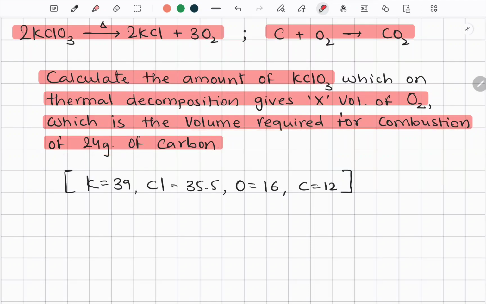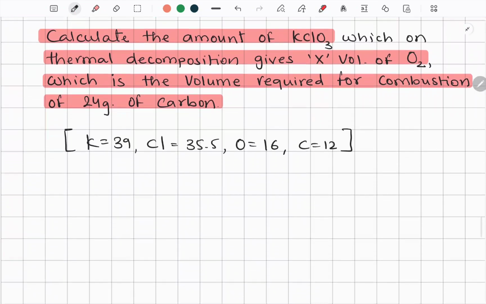Let me tell you how to decode this type of question. First we have to calculate, if we have 24 gram of carbon, how many moles of oxygen would be required in order to completely combust this carbon. That volume of oxygen would be received from the first reaction. And in order to generate that X volume of oxygen, what weight of KClO3 would be required, that is what we have to calculate. Let's deep dive into this question.